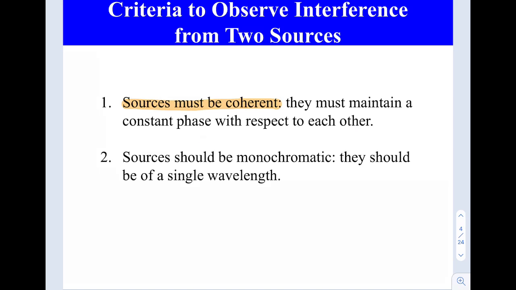Second, sources should be monochromatic. What does it mean that sources must be monochromatic? The waves coming from S1 and S2 just now should be of a single wavelength. The lambda of them must be the same. So these two conditions must be memorized.